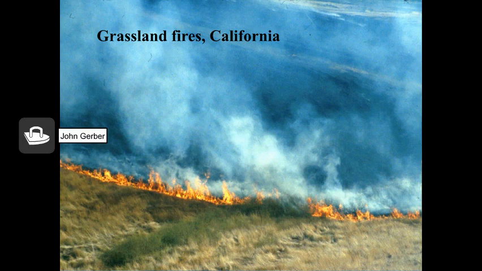Grassland fires provide another example of secondary succession. In this case, frequent fires maintain the ecosystem in this phase of development. Shrubs and trees never really have an opportunity to grow because of the fires.